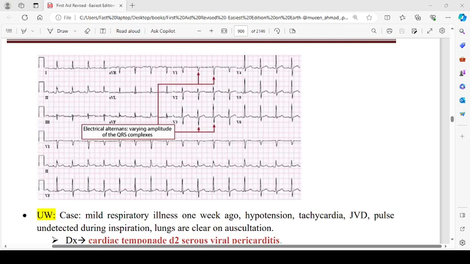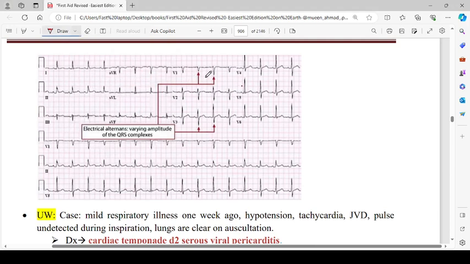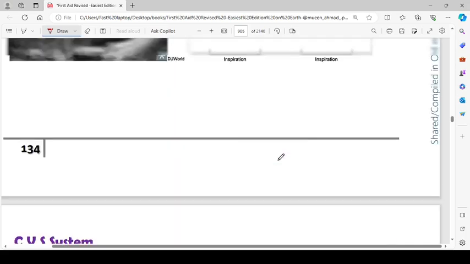So here you can see we were talking about electrical alternans. I'm sorry, there was an interruption. So the electrical alternans, here you can see that this QRS complex is bigger in comparison to this one and like this one. This is because of swinging of the heart in the pericardial space.